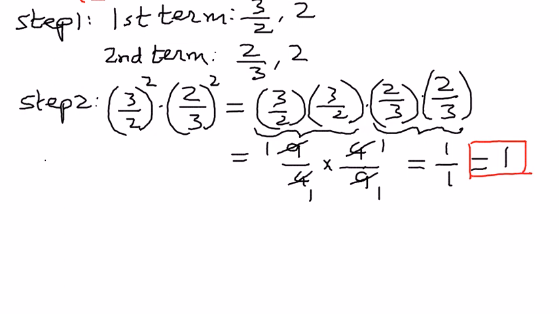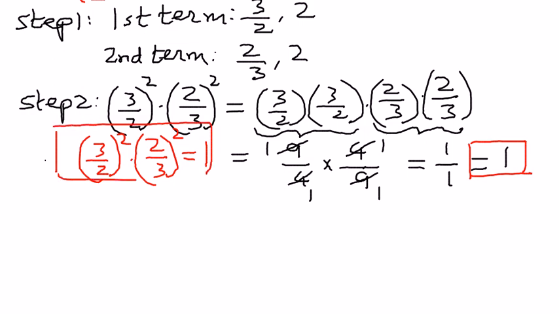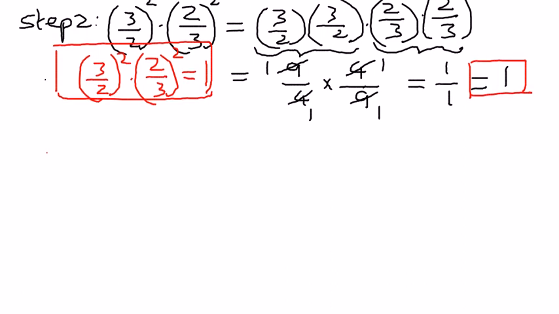And therefore, when we have an exponent of this kind, 3 over 2 raised to the power of 2 times 2 over 3 raised to the power of 2, the answer is going to be equal to 1. This is how we want to understand how to simplify exponents containing multiple fractions. Let's look at another example.